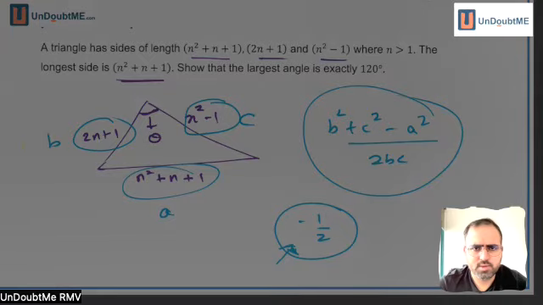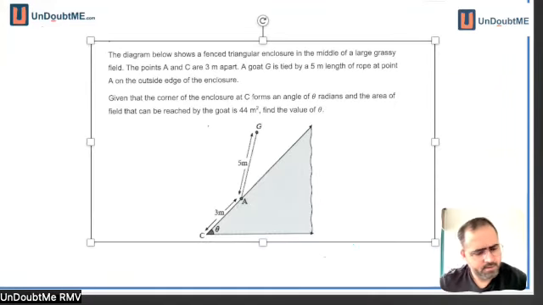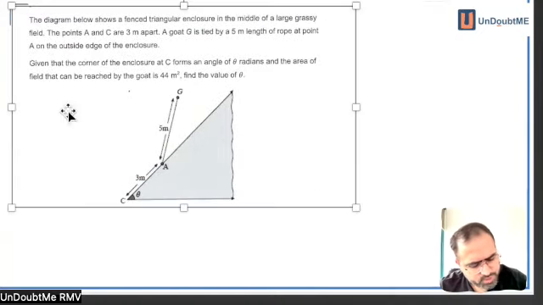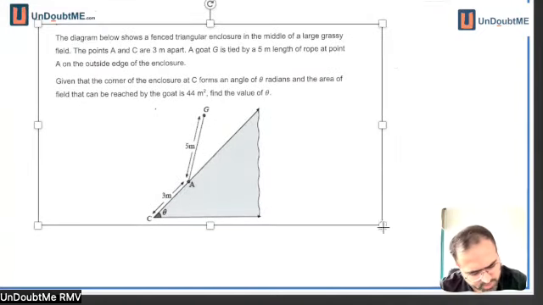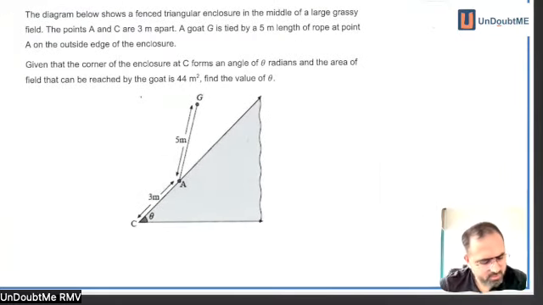Okay, so the next question, we can try this one. The diagram below shows a fenced triangular enclosure in the middle of a large grassy field. Points A and C are 3 meters apart. A goat G is tied by a 5 meter length of rope at point A. Given that the corner of the enclosure at C forms an angle theta radians and the area of the field that can be reached by the goat is 44, find the value of theta.